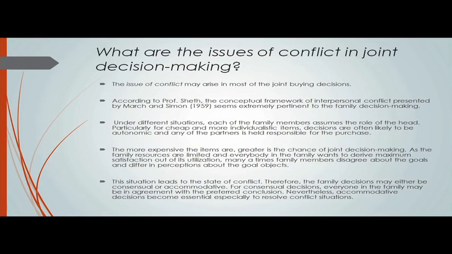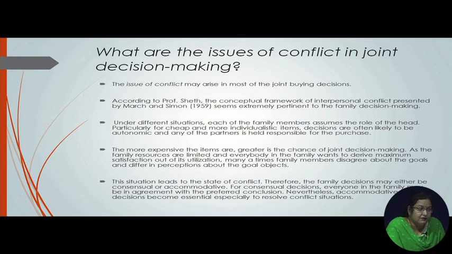Major issues, according to Professor Sheth, are like this: under different situations each of the family members assumes the role of head, particularly for cheaper or individualistic items. The decisions are likely to be autonomic, and sometimes that may lead to some kind of conflict. If the item is expensive, it would be more joint decision making and therefore the conflict would be much higher, since it is a one time purchase. Everybody will try to influence the decision much more and nobody will try to negotiate. So the level of conflict in the decision making process would be much higher in that case.